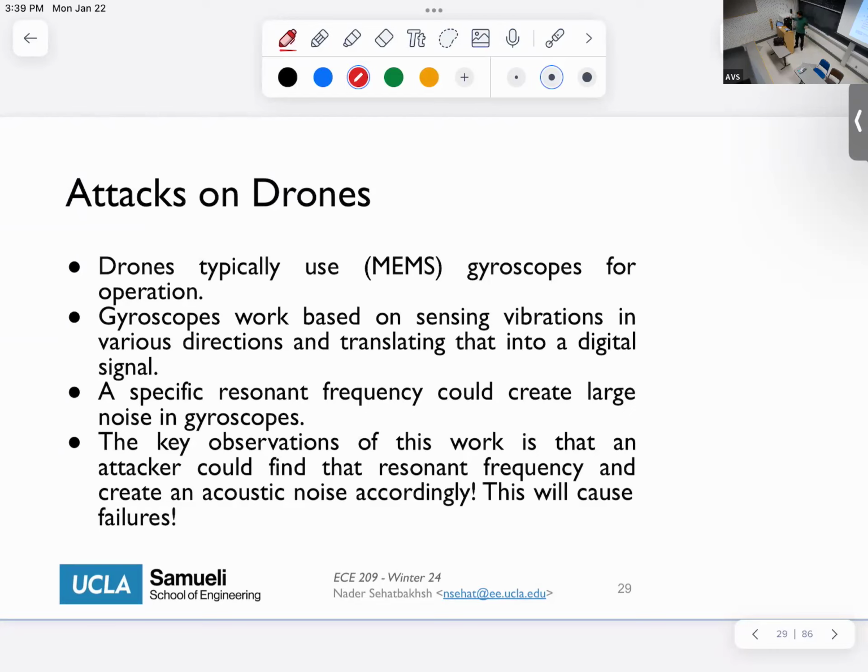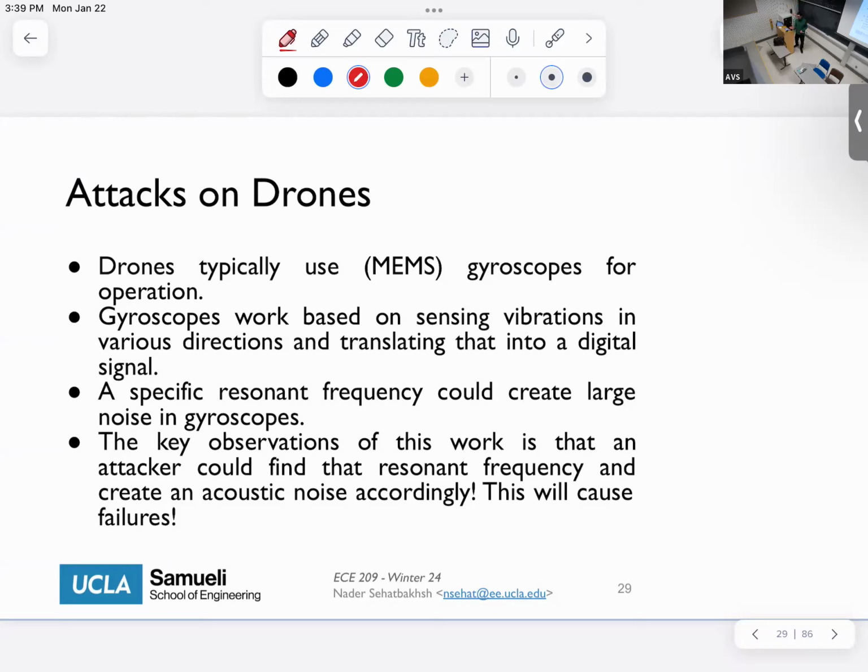If any of you are familiar with gyroscopes, they are based on sensing vibration and translating this vibration into some values, right? And based on these values, someone can understand, for example, where we are, whether we should tilt left or tilt right and move forward or move backward, etc. Most of these gyroscopes have what we call a resonant frequency, right? So probably you're familiar with resonant frequency, where if vibrations happen at a particular frequency, that results in a very significant response.